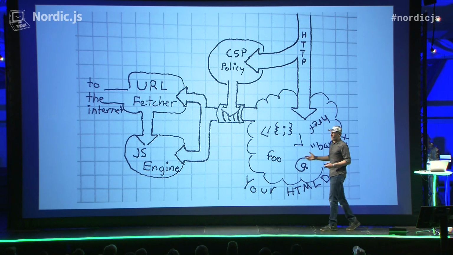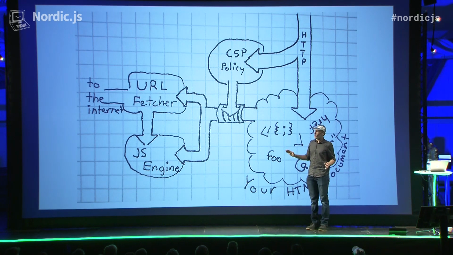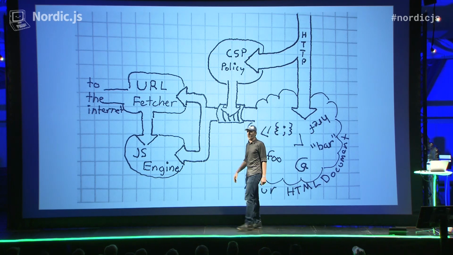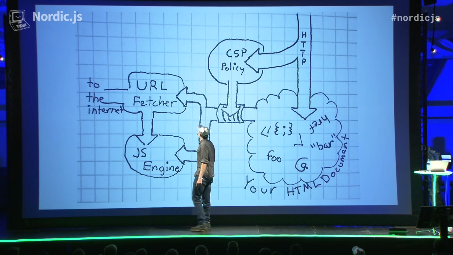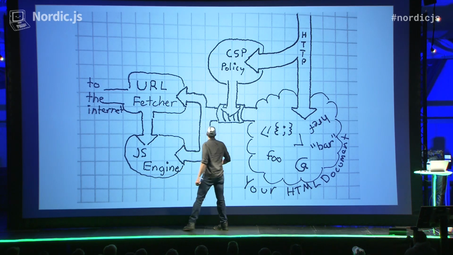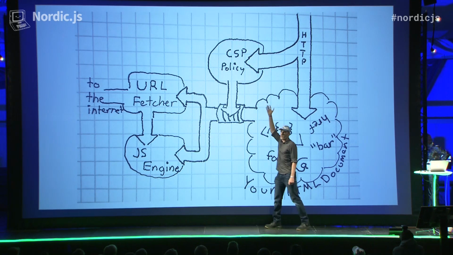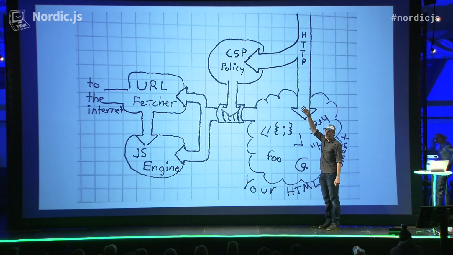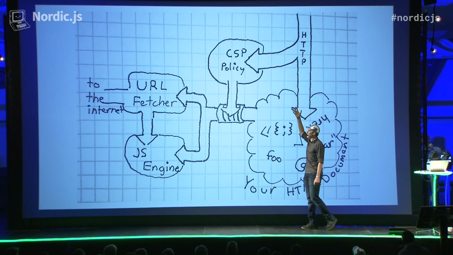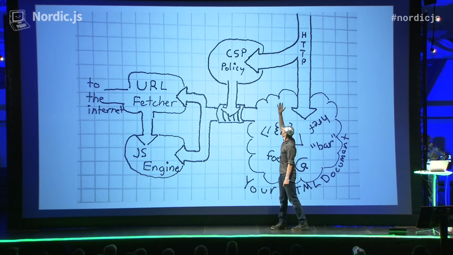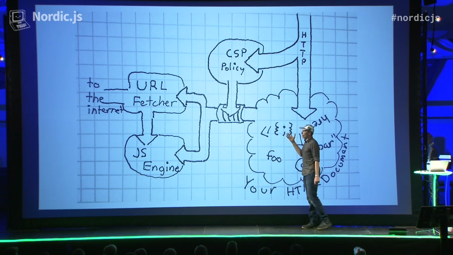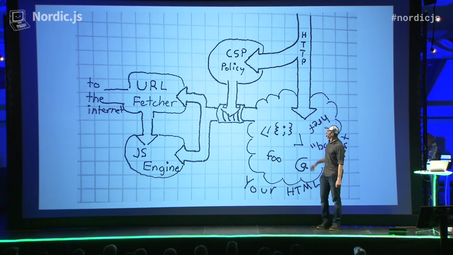I'm on strike, I'm not using diagramming tools anymore, so you're going to have to put up with things that I drew down and then shot on my phone. So the way CSP works is you specify a policy in a header. You specify a Content-Security-Policy header on your HTTP response. The browser grabs that. All your response body goes into the document.